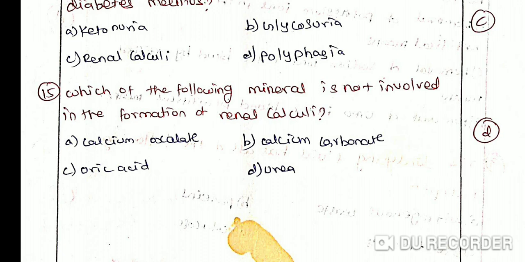Option A, calcium oxalate. Option B, calcium carbonate. Option C, uric acid. Option D, urea. The correct answer is option D, urea. Explanation: kidney stones or renal calculi are due to the formation of calcium oxalate, which accounts for 60% of kidney stones, calcium carbonate, which accounts for 30% of the kidney stones, and uric acid, which accounts for 10 to 20% of the kidney stones.